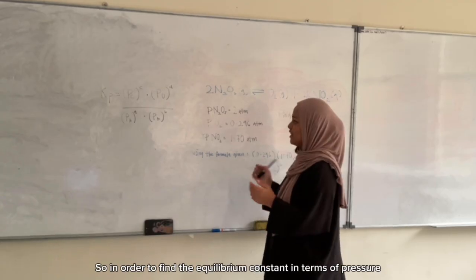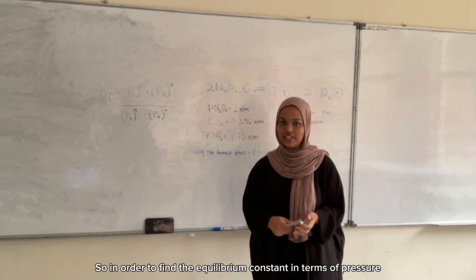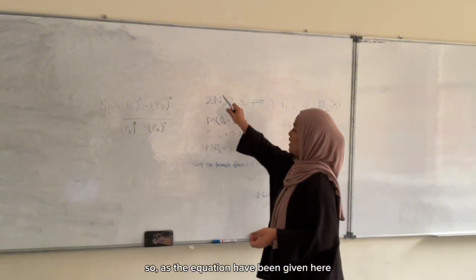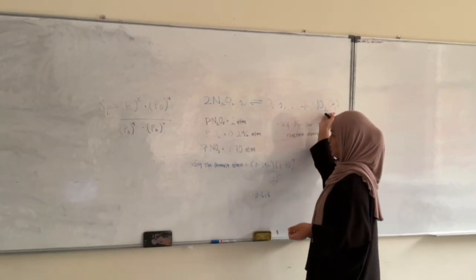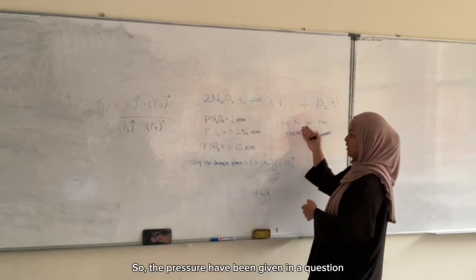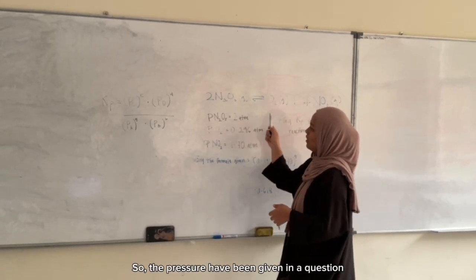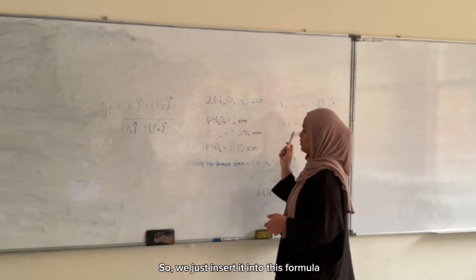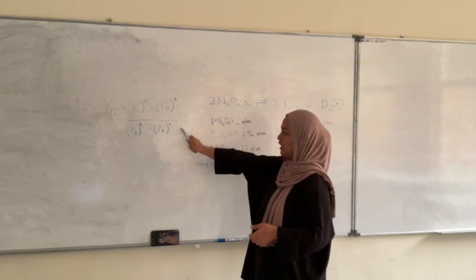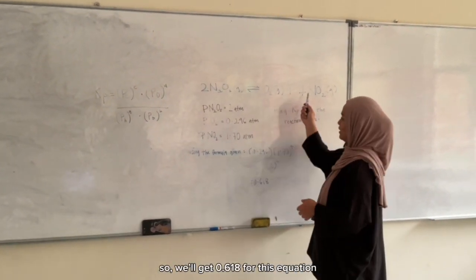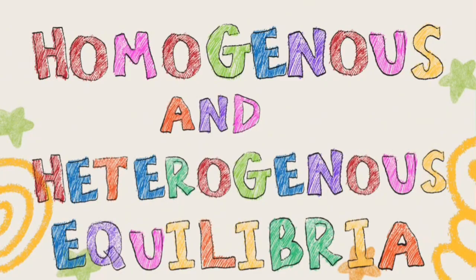So, in order to find the equilibrium constant in terms of pressure, we need to use this formula. As the equation has been given here, we need to find the Kp. The pressures have been given in the question, so we just insert them into this formula. So, we'll get 0.618 for this equation.